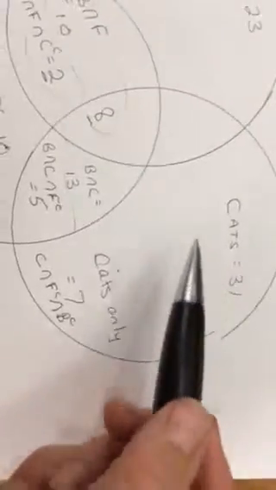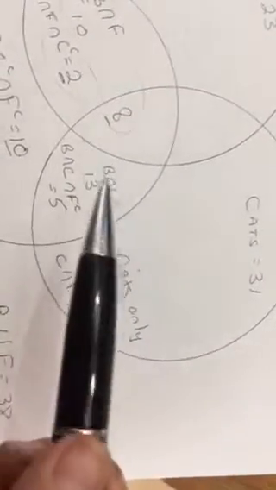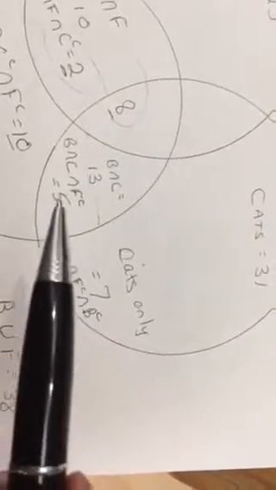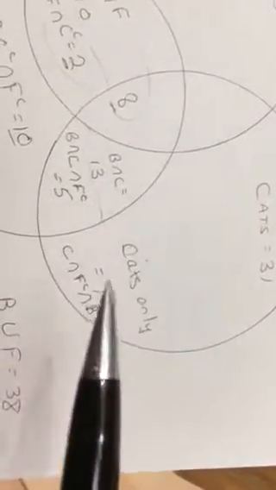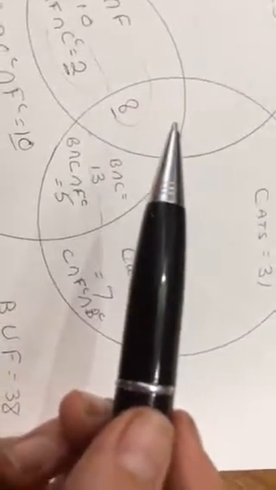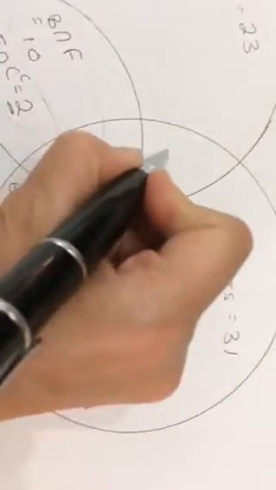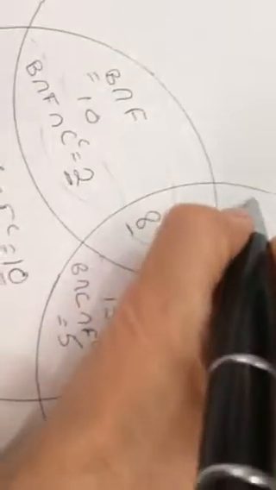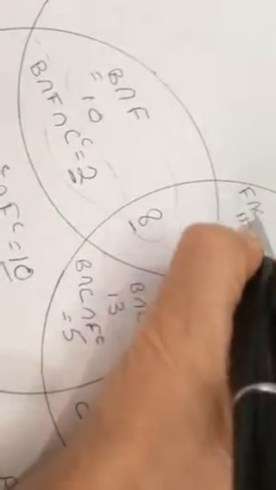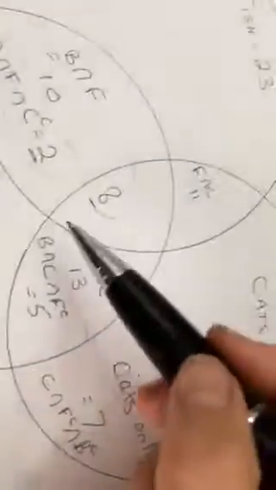Okay, so we got 31 minus 8 minus 5 minus 7 would leave us with this section here, and that's going to equal 11. This little piece is 11. So that represents the group fish and cats, but not birds.